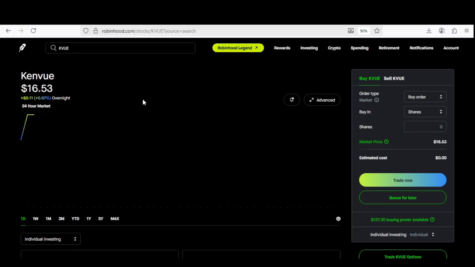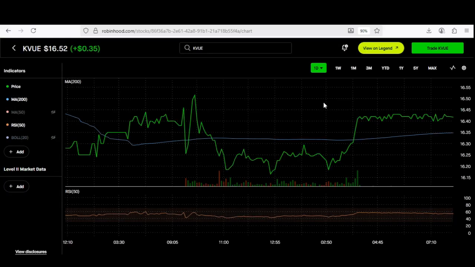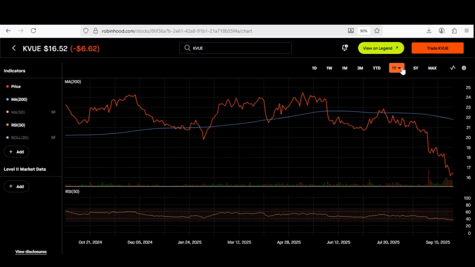So firstly, we're going to be going to the Robinhood Advanced feature right here in order to open up the chart. Now, I like to start off on the 1-year outlook. So let's go there to see how this stock is doing.